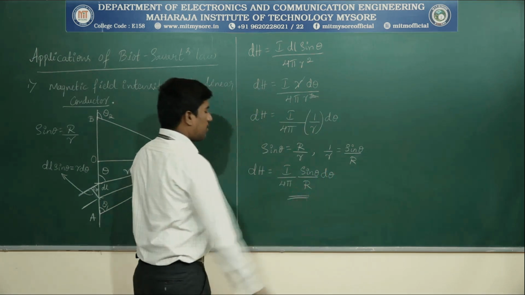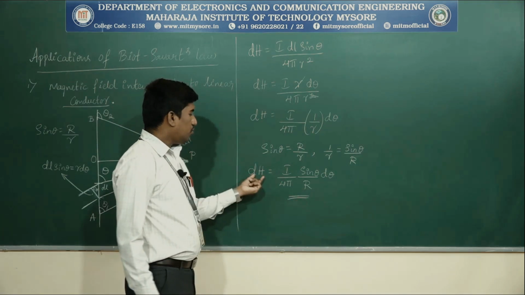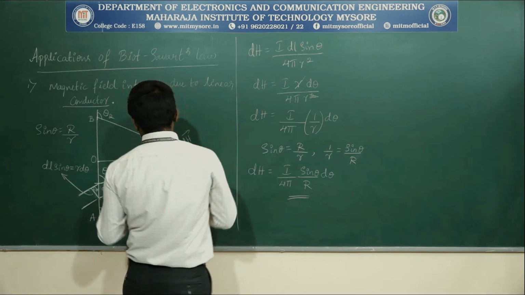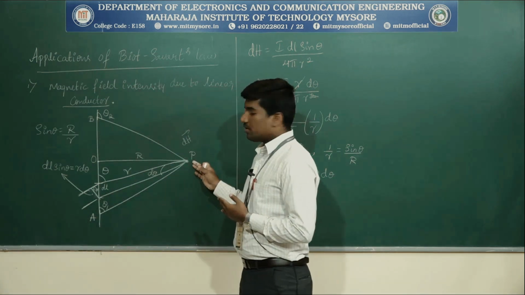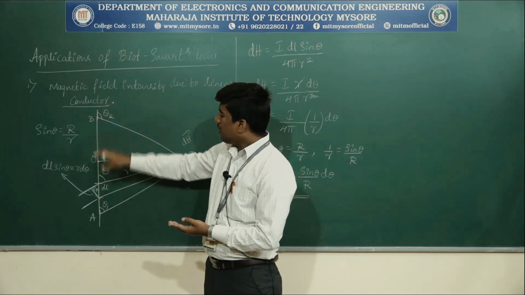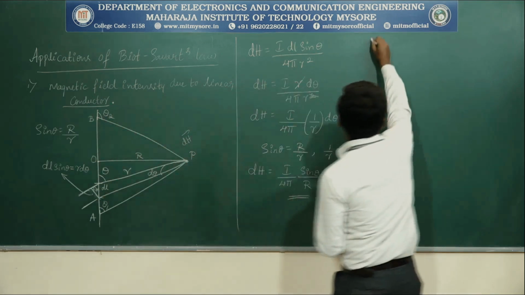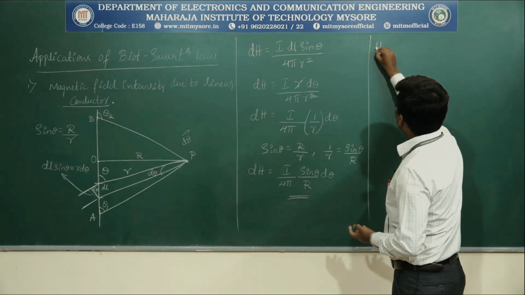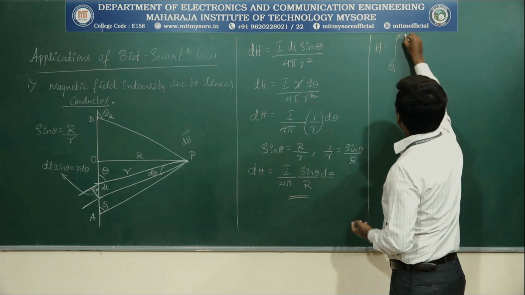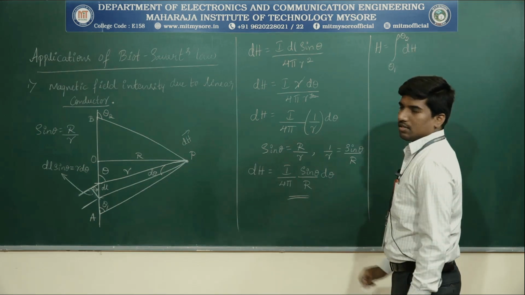This is the magnitude of magnetic field intensity at point P due to the elementary length dl. Now in order to get the magnetic field intensity at point P due to the entire length AB, we need to integrate all these elementary parts. Therefore H is equal to integration from theta 1 to theta 2 of all dH components.